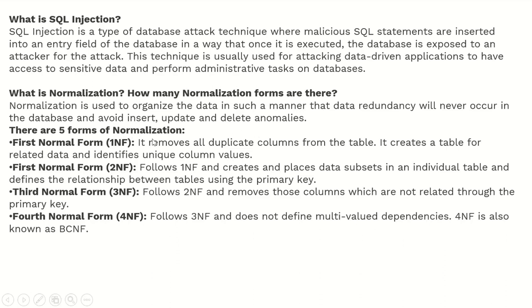There are five forms of normalization. First normal form, 1NF, removes all duplicate columns from the table. It creates a table for related data and identifies unique column values. Second normal form, 2NF, follows 1NF, creates and places data subsets in an individual table, and defines the relationship between tables using a primary key. Third normal form, 3NF, follows 2NF and removes those columns which are not related through the primary key. Fourth normal form, 4NF, follows 3NF and does not define multi-valued dependencies. 4NF is also known as BCNF.